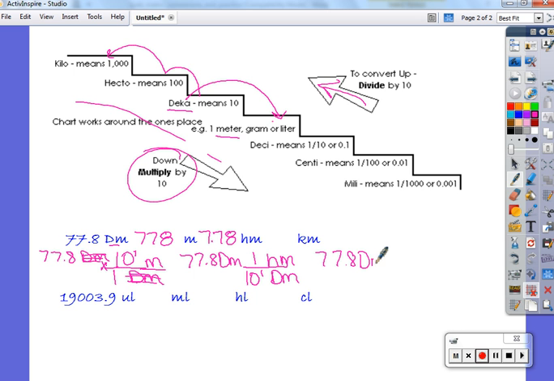77.8 decameters. And I need to go from decameters to kilometers. Okay, or kilometer, however you want to say that. So I'm going to start with Deca, and I have to go left 2 spaces.